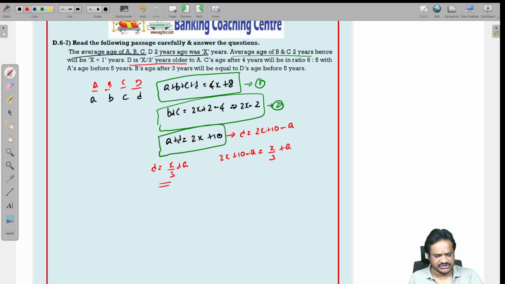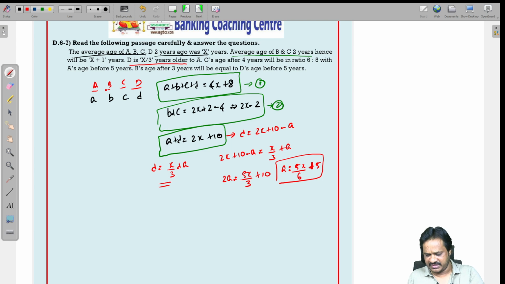If you substitute and calculate, if you send minus A to the other side, it will be 2A. Then 2x minus x by 3, it will be 5x by 3, equal to plus 10. So, 2A is equal to 5x by 3 plus 10. Therefore, A is equal to 5x by 6 plus 5. A value 5x by 6 plus 5.